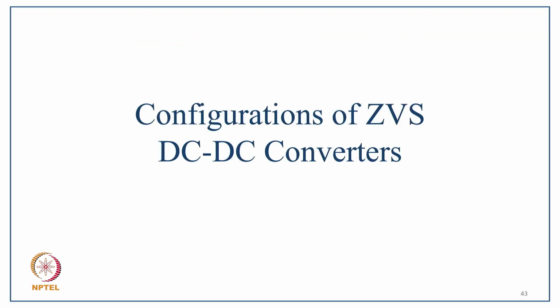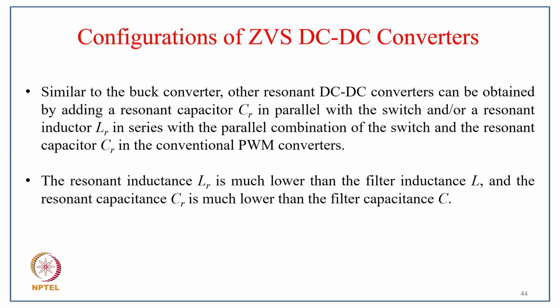Now coming to the configuration of ZVS DC-DC converters. Similar to the buck converter, the other resonant DC-DC converters can be obtained by adding a resonant capacitor CR in parallel with the switch and the resonant inductor in series with the switch in a conventional PWM converter. The resonant inductor LR is much lower than the filter inductor L, and the resonant capacitance CR is much lower than the filter capacitor. So all the DC-DC converters can also be made to operate as resonant converters with a slight modification in the circuit with the resonant circuit.